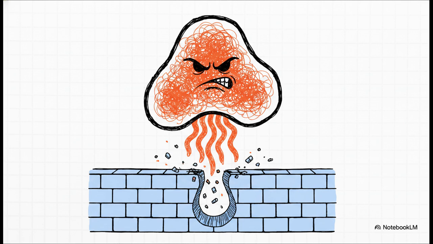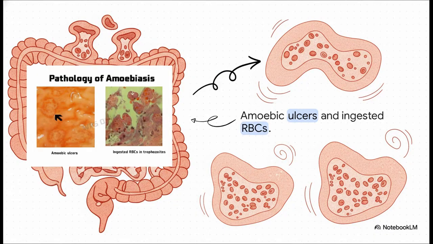And if left unchecked, it doesn't just stay in the gut. It can metastasize to the liver, the lungs, and even the brain. All of this microscopic violence leads to severe, real-world macroscopic damage. The gross pathology is striking.